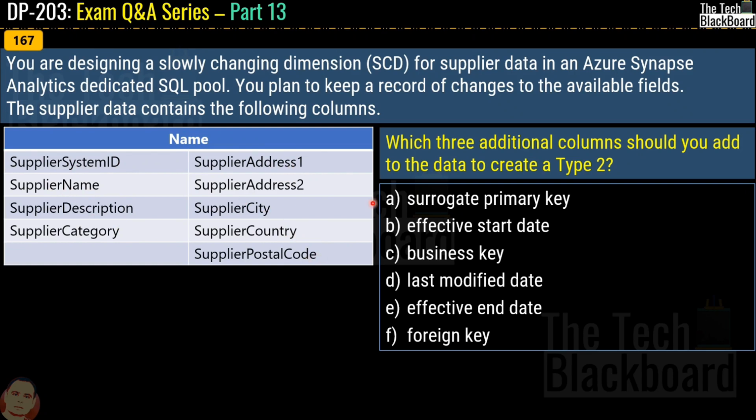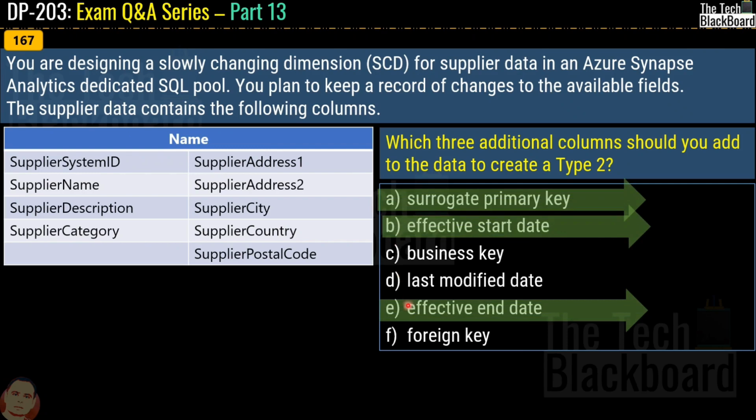Further, the question says, which three additional columns should you add to the data to create type 2. Type 2 means SCD type 2. And your options are surrogate primary key, effective start date, business key, or should you add last modified date, effective end date or foreign key. Now let me show you the correct answer and then I will take you to the Microsoft documentation. The correct answer for this question is option A, B and E.